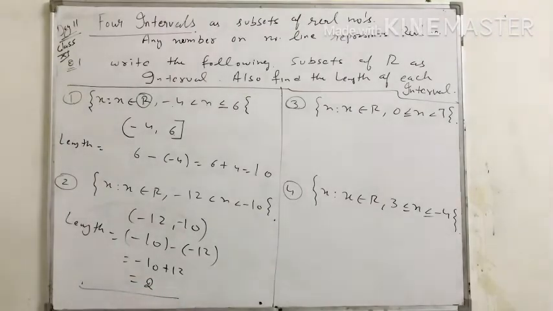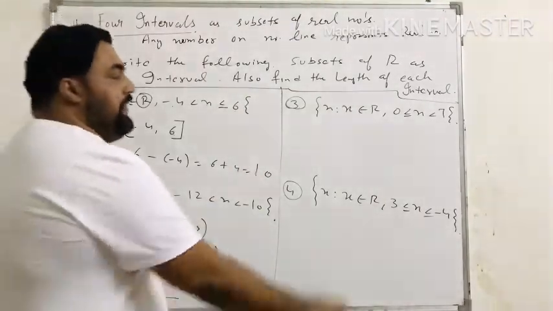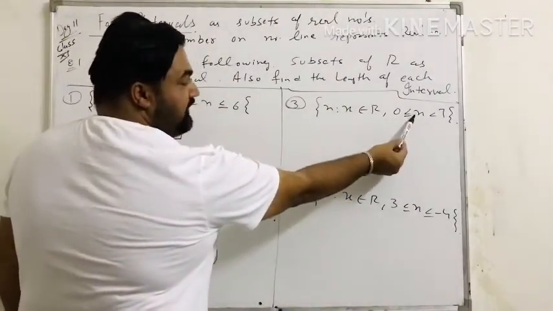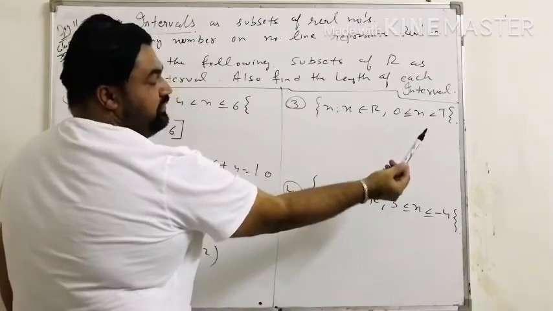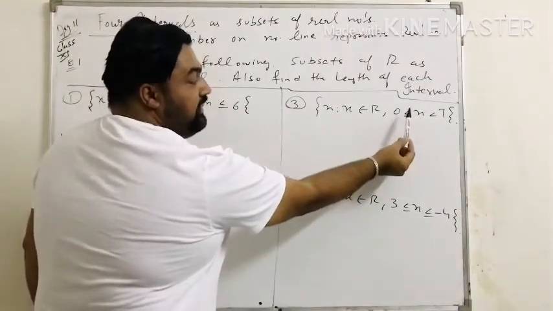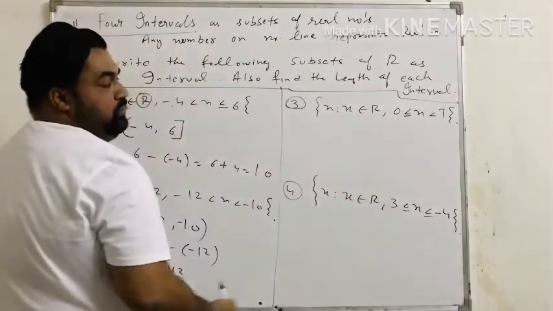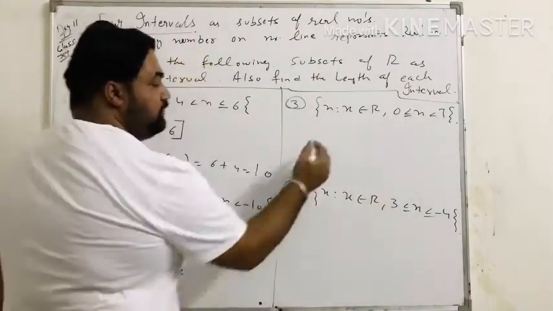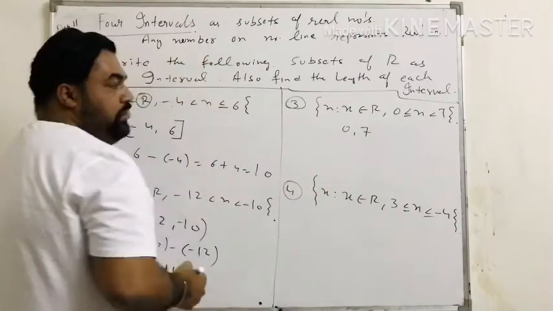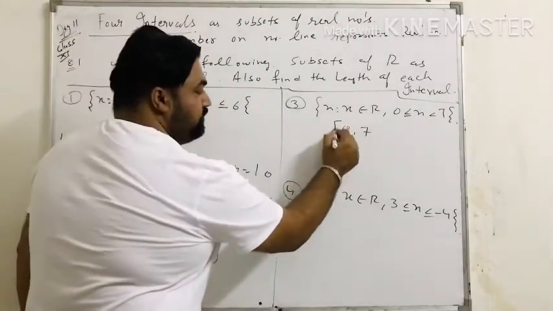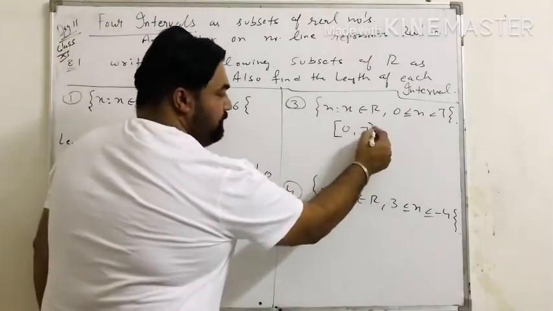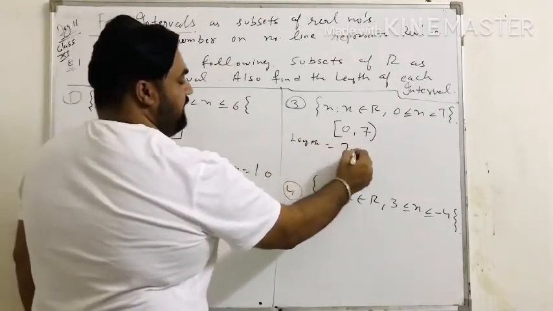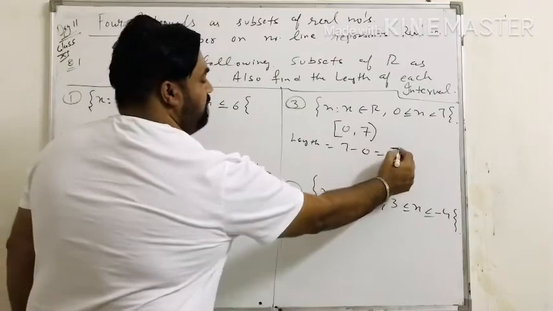Now we shift to the third question. The x such that x belongs to R. The value of x is equal to 0 or greater than 0. Now the sign is greater than or equal to 0, x greater than or equal to 0. But x is less than 7. So the value of x is 0 to 7. So we use a closed bracket with the 0 and an open bracket with the 7. And the length is 7 minus 0, that is 7.